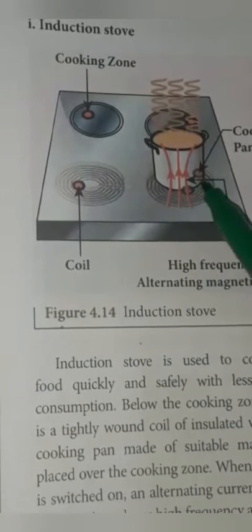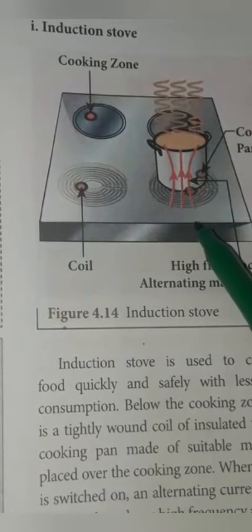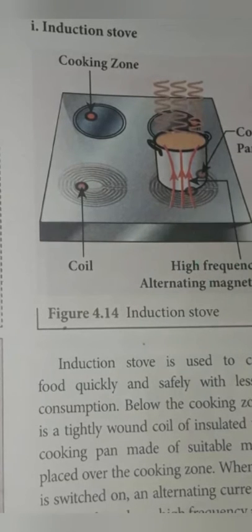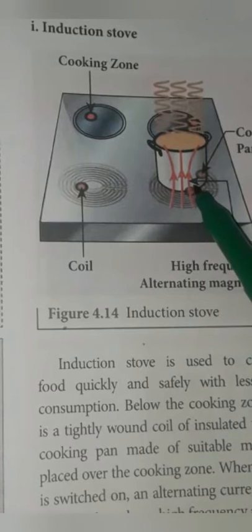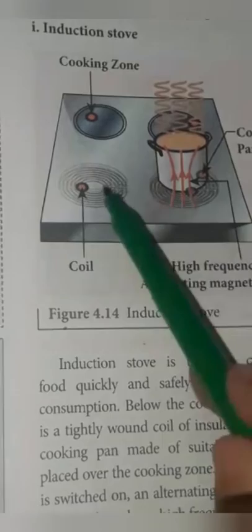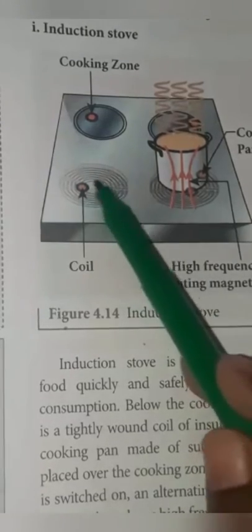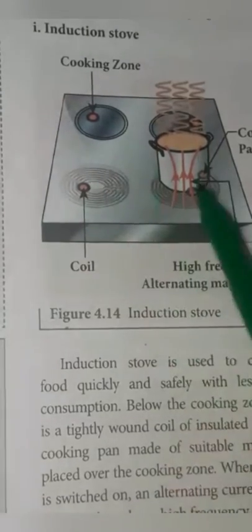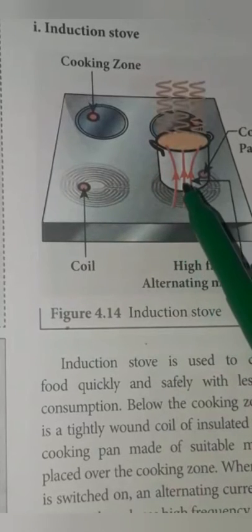So here we can easily understand, inside the induction stove, a powerful copper coil is present. When current is passed through the copper coil, the current carrying copper coil acts as a magnet. When that high frequency alternating magnetic field links with the cooking pan, it creates an induced current in a circular shape. The circular shaped induced current is called the eddy current. So the induction stove is one of the applications of the eddy current.